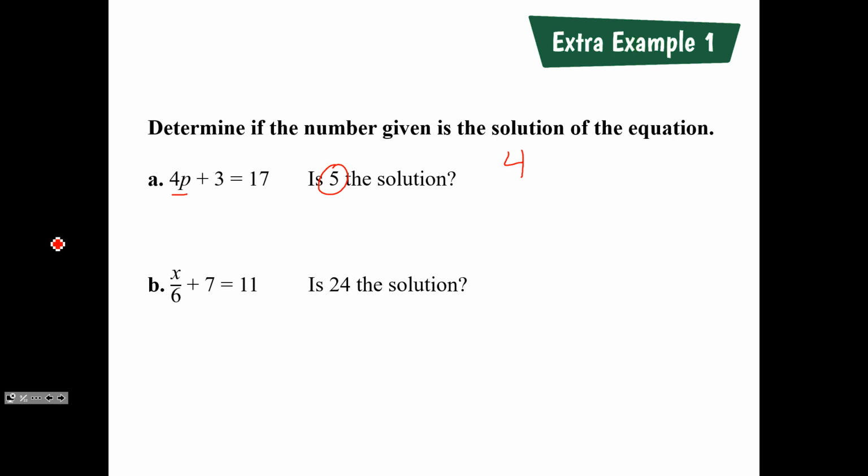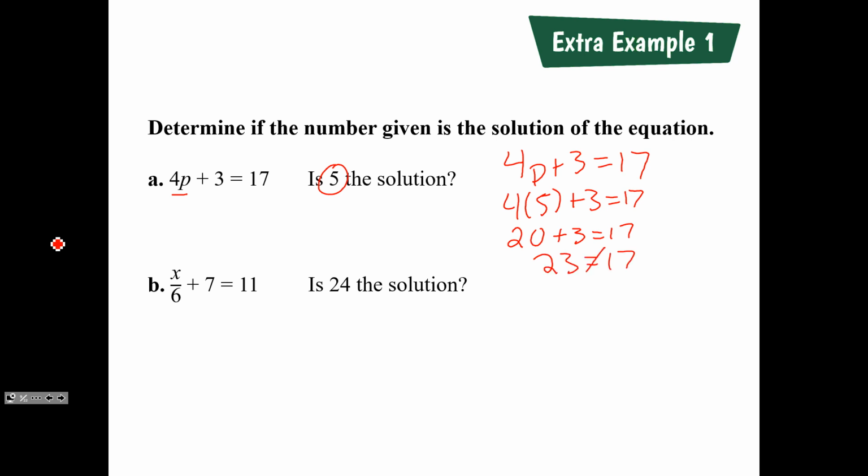Okay. So we have 4p plus 3 equals 17. We said that we're plugging in 5 for P. So we have 4 times 5. We're going to write the rest of our equation, which is plus 3 equals 17. When we do that, we have 4 times 5, which is 20, plus 3 equals 17. When we do 20 plus 3, what do we get? 23. Now, does 23 equal 17? It does not. So that means 5 is not a solution.